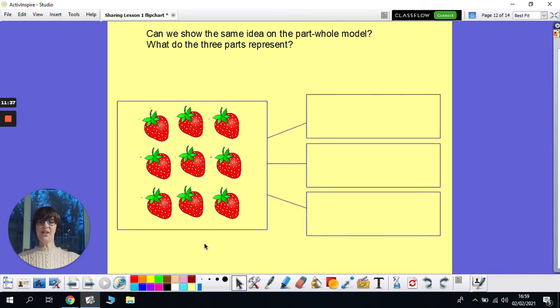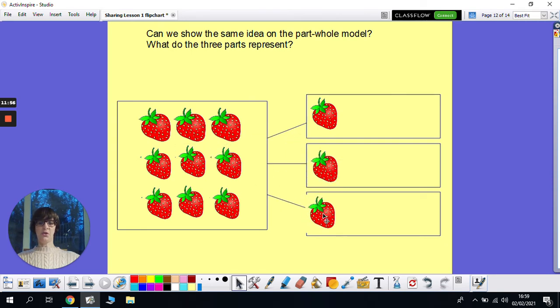We can show the same idea on the part-whole model. I've got all my 9 strawberries here and I'm going to share them into my 3 parts this time. So instead of having just 2 parts, I'm sharing between 3 different groups. So I'm going to make sure that each one has a strawberry. I'm going to tick off so I remember I've shared 3 of my strawberries.